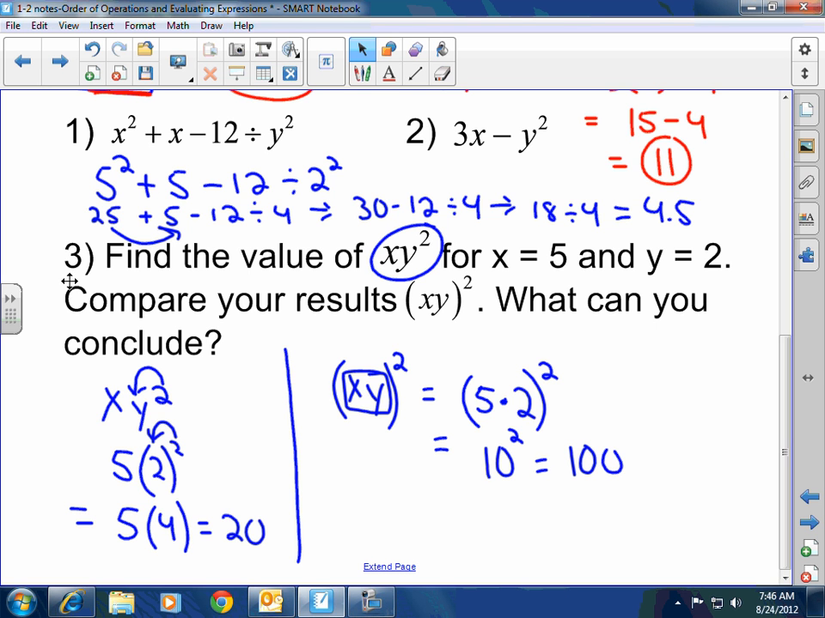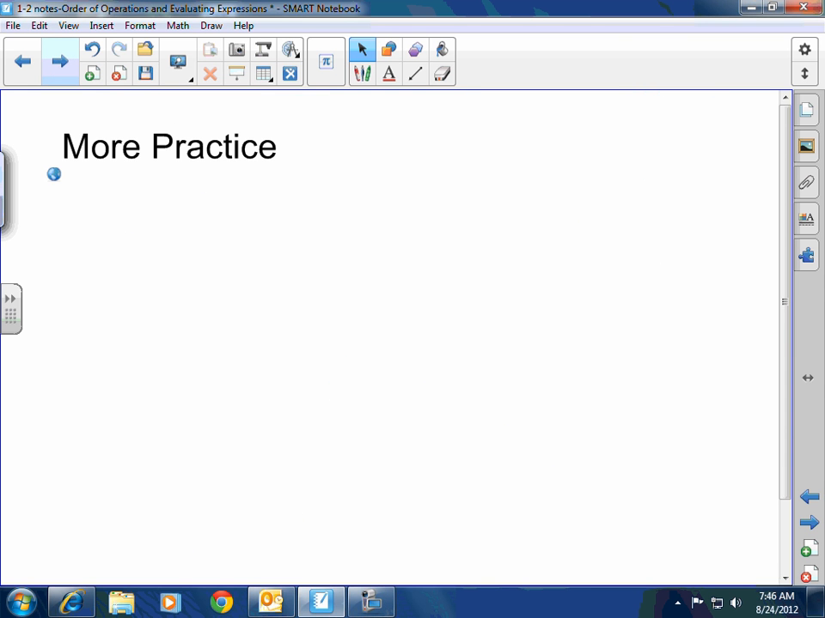So what can we conclude here about the difference? What I had already told you. The power of 2 affects everything to its immediate left. So in this case, it just affected the y. Okay, let me erase that and show it a little bit better. The power of 2 only affected the y. But in this case, the exponent also affects everything inside of the parentheses. So that's the difference. All right, let's just do a couple more practice problems, and I'll let you go.